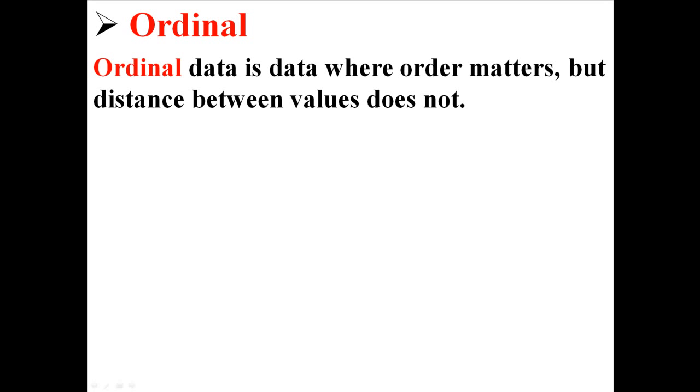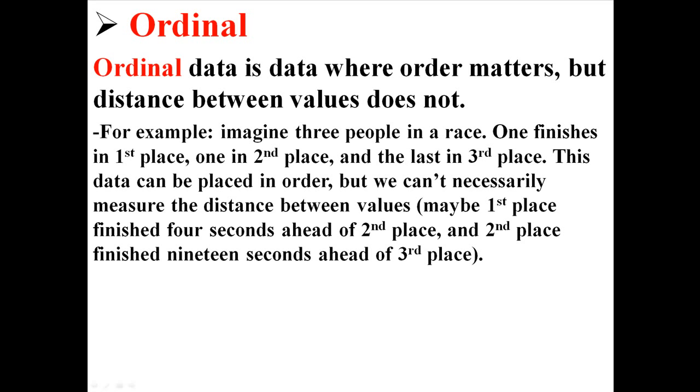Next, we have ordinal data. Ordinal data is data where order matters, but the distance between values does not. For example, imagine there are three people in a race. One person finishes in first, one in second, and the other one in third. This data can be placed in order, but we can't necessarily measure the distance between any two values. Like maybe first place finished 4 seconds ahead of second place, and second place finished 19 seconds ahead of third place. So those three values are in order, but we can't really measure the distance between those things.